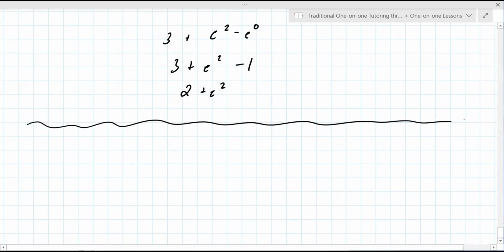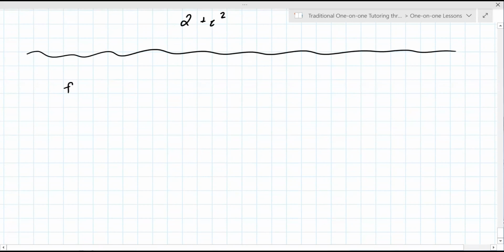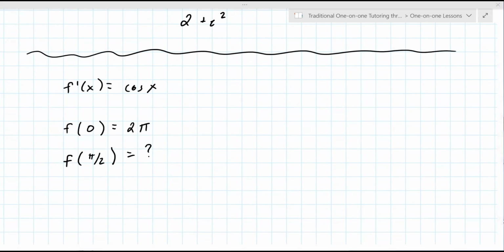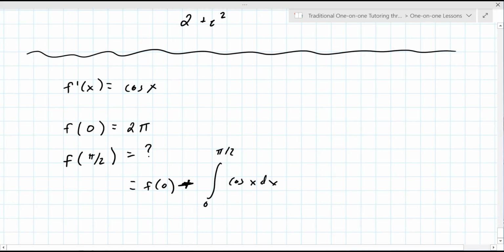Let's try another one here. See if you can set this one up. Okay, so let's say I tell you that f prime of x equals cosine x. I tell you that f of 0 equals 2 pi, and I want f of pi over 2. All right, so it's f of pi over 2 equals f of 0 plus the integral from 0 to pi over 2 of cosine, wait, no, f of x. You can just say it's cosine x dx. You don't have to keep writing f prime of x.